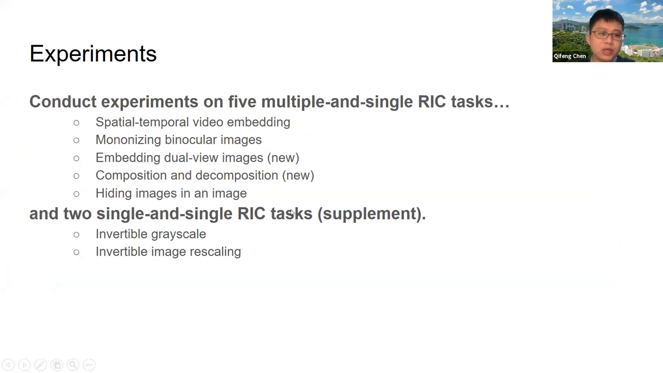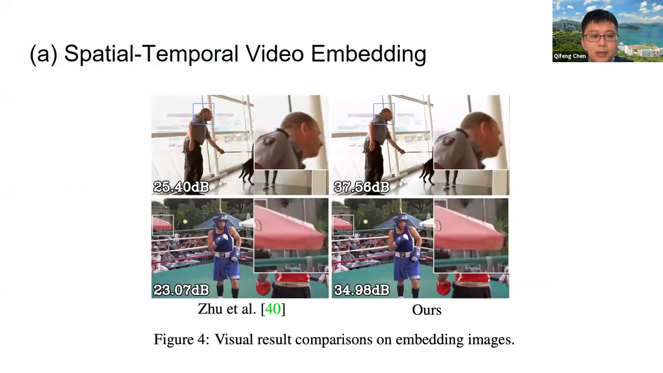Because our framework is very general, we will test on 3 traditional tasks and 2 new tasks. Then we will show them one by one, and 2 single to single image reversible tasks. So for example, the first one would be the spatial temporal video embedding. The previous approaches, when they do this embedding, have to hide some information from other frames in some way. What we see is they essentially create some high frequency, and this high frequency in their approach actually would be used to decode the information. And our approach doesn't have this artifact.